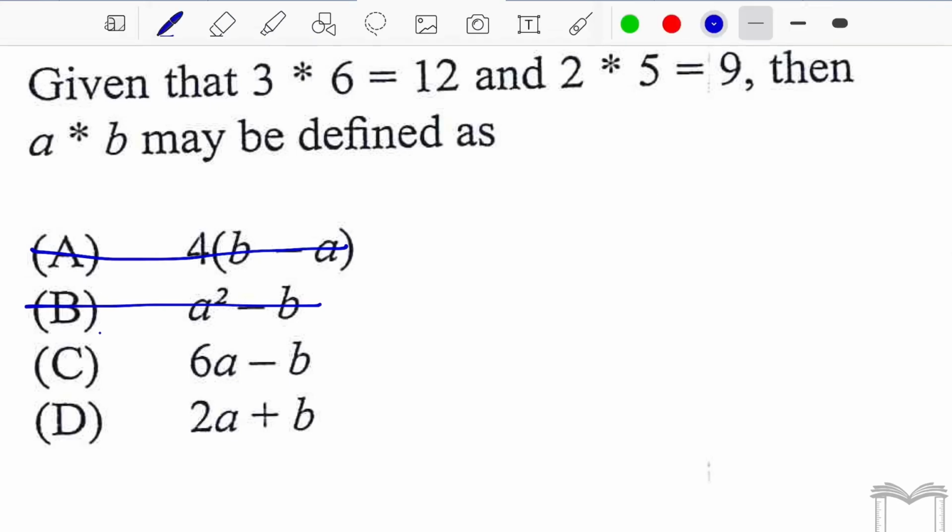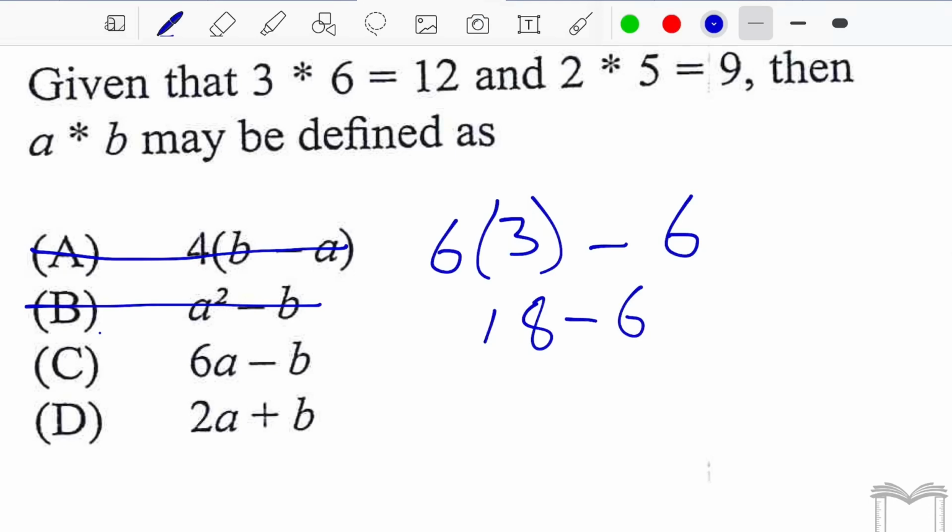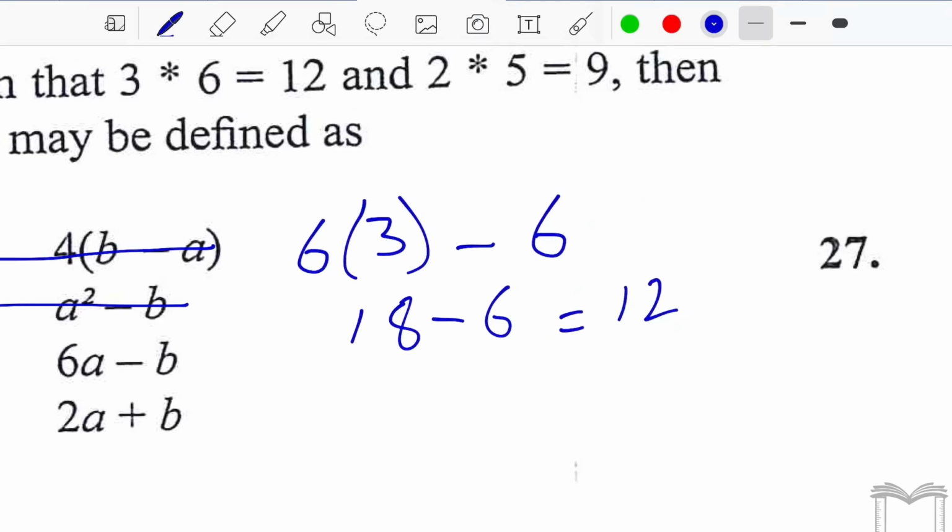Let's erase that. Then we have C, 6A minus B. So let's try the first one. 6A would be 6 times 3. Minus B. B is 6. 6 3s are 18. 18 minus 6 is 12. So that's correct for the first part.